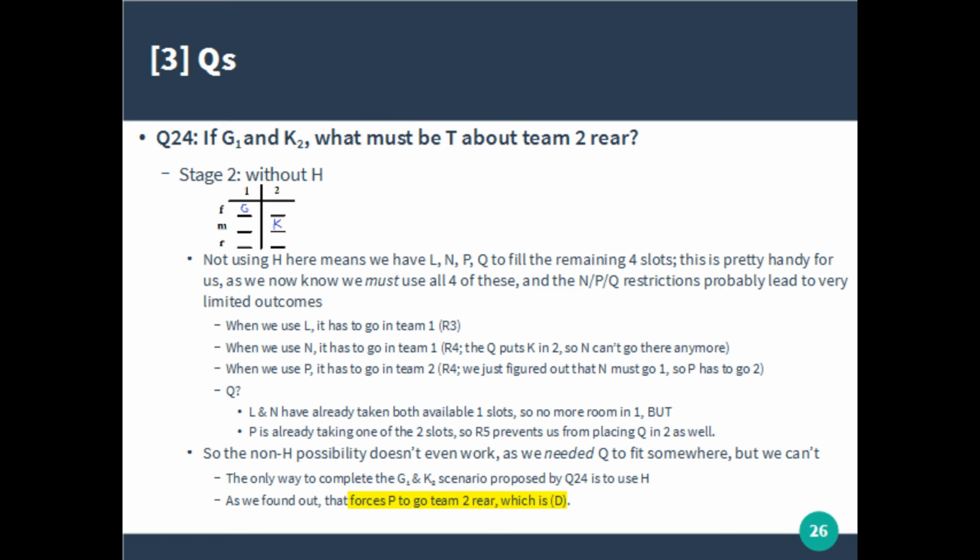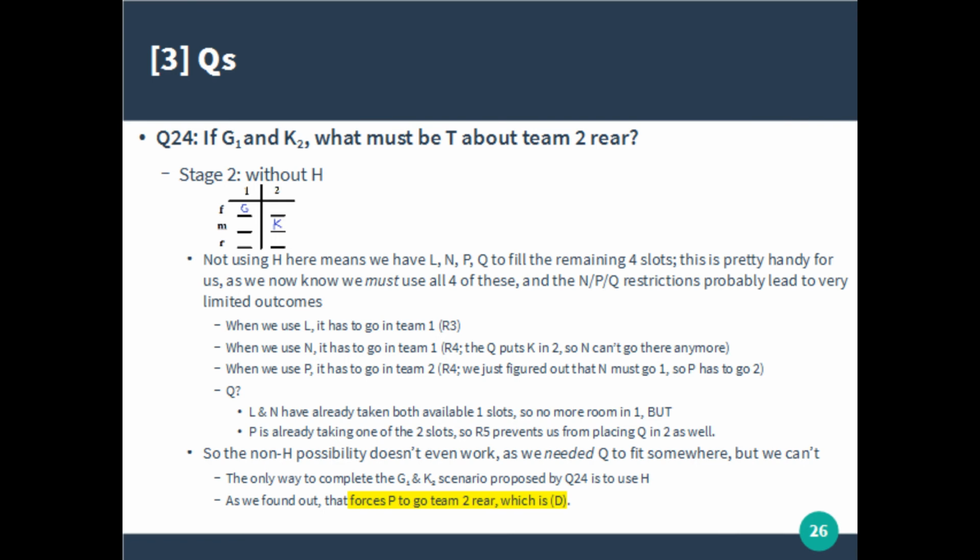And furthermore, even though I don't know for sure yet, N, P, and Q really don't play that nice with each other. So there are some restrictions that probably lead to very limited outcomes based on the entities that we have left. So let's look at them in order from front to back. Starting with L.